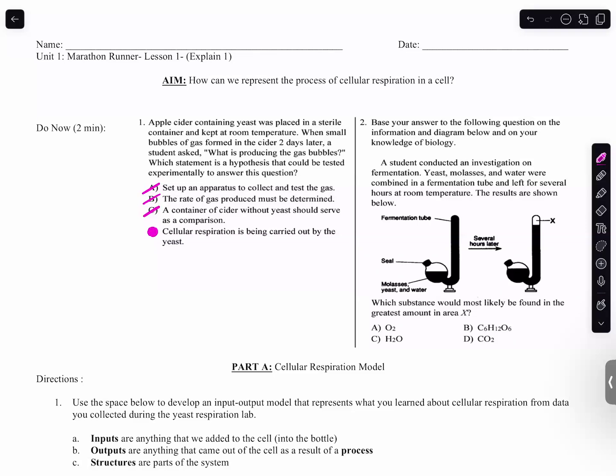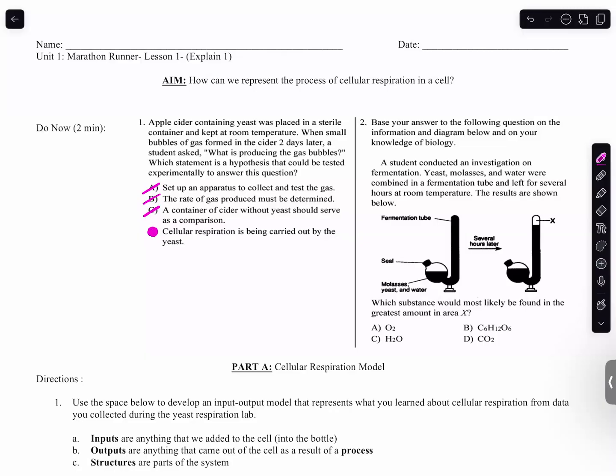Now, if we take a look at number 2, it says base your answer to the following question on the information and diagram below and on your knowledge of biology. A student conducted an investigation on fermentation. Yeast, molasses, and water were combined in a fermentation tube and left for several hours at room temperature. The results are shown below, right? So yeast, we should already know, is a unicellular eukaryotic organism that we use to test the rate of respiration. Molasses is just a very, very heavy syrup.